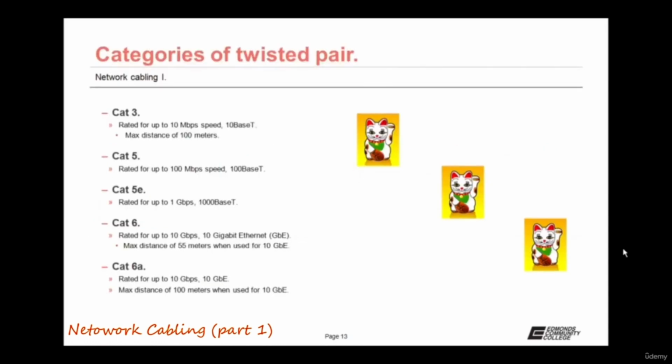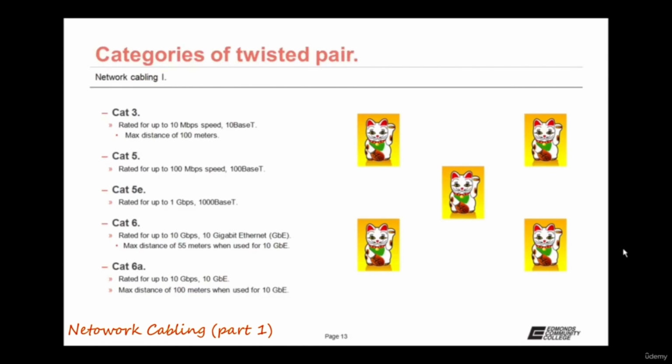And we begin with Cat3. Cat3 was rated for up to 10 megabits per second speed. That's 10 base T networking, and it had a maximum distance of 100 meters. By the way, unless I specify, all twisted pair cabling has a max distance of 100 meters. That 10 megabits per second wasn't quite fast enough, so then we got Cat5. Cat5 is rated for up to 100 megabits per second speed. That's 100 base T networking.